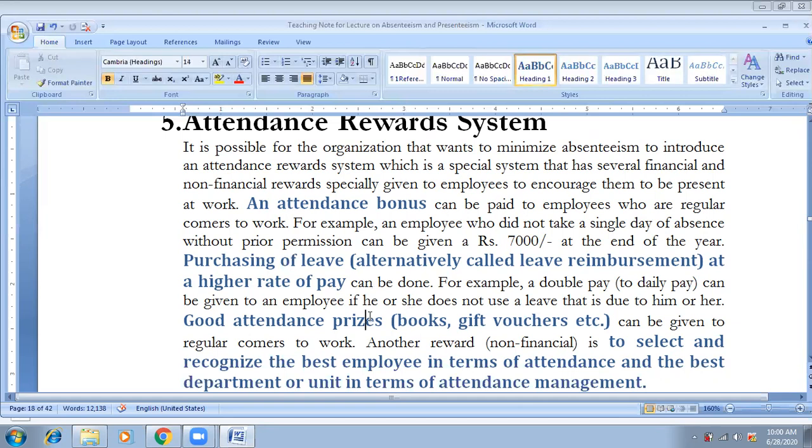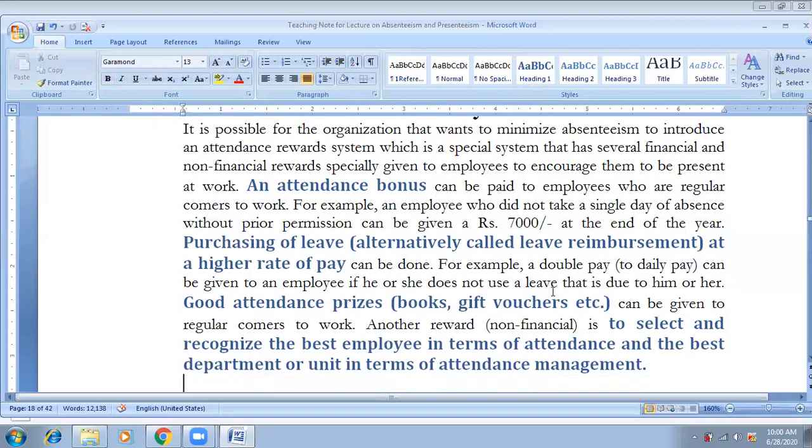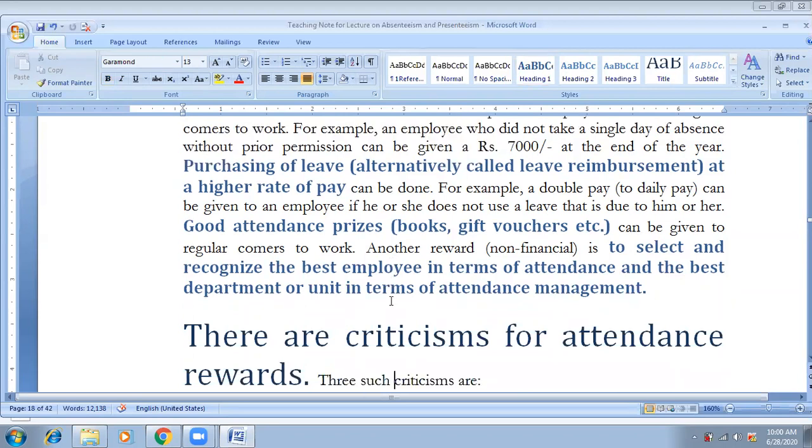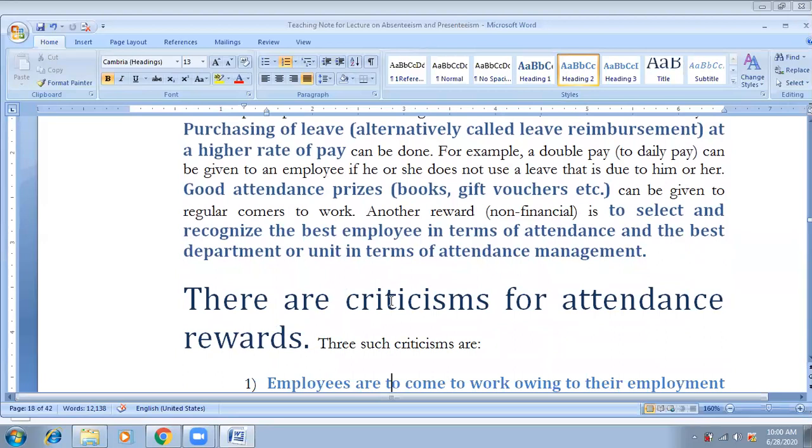Then good attendance prizes, like books, gift vouchers, etc. Non-financial, of course, they are also financial, no? Anyway, a thank you card is a non-financial one, a good example of a non-financial reward. Select and recognize the best employee in terms of attendance, and the best department or unit in terms of attendance management. Those things we can do. But anyway, there are criticisms of attendance rewards.